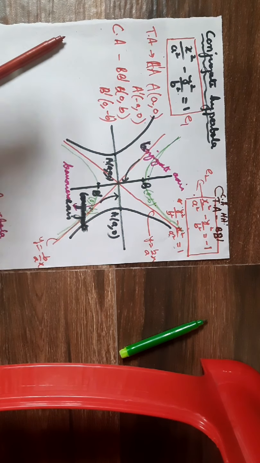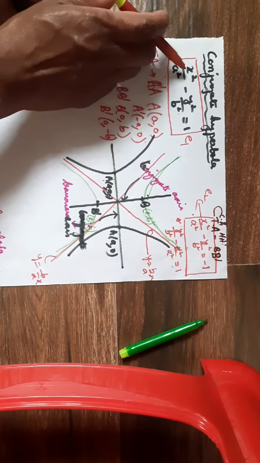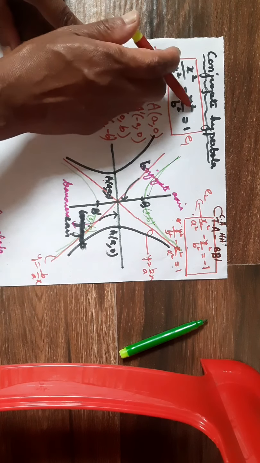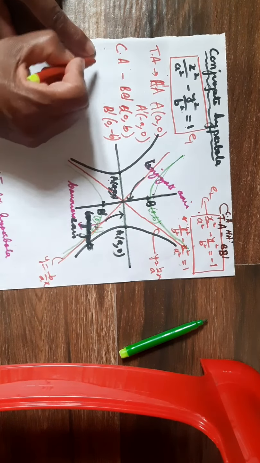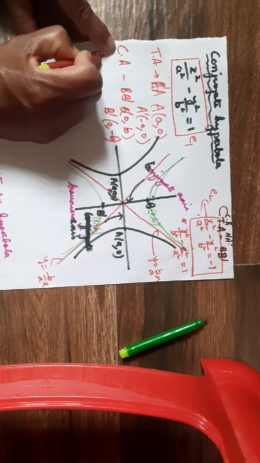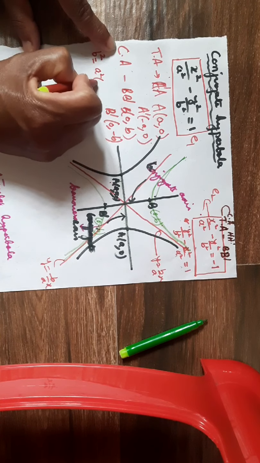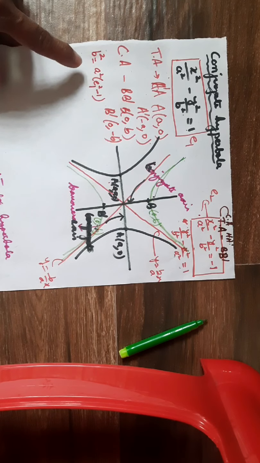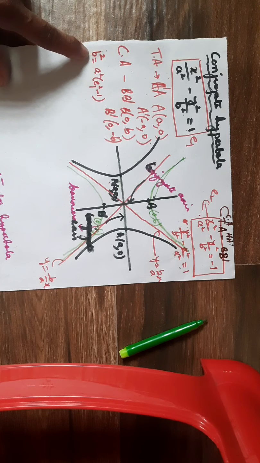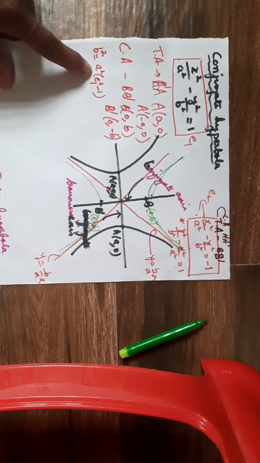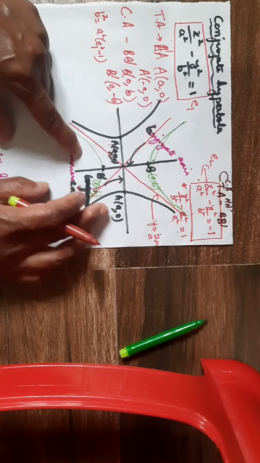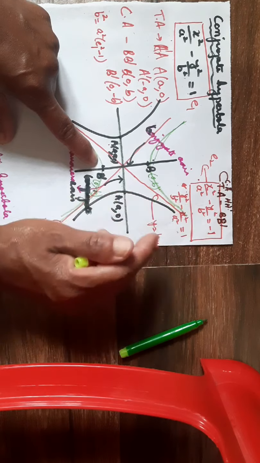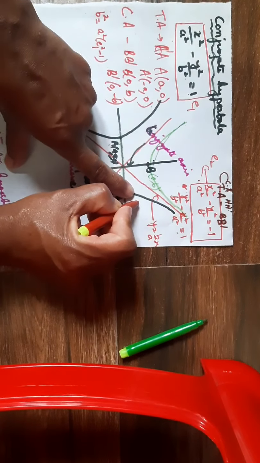So now let us find out. We know that for the hyperbola x square by a square minus y square by b square is equal to 1, we have this relation: b square is equal to a square into e1 square minus 1. The relation between the transverse axis, the conjugate axis and the eccentricity is this one. And similarly for the conjugate hyperbola, the relation will be this one.